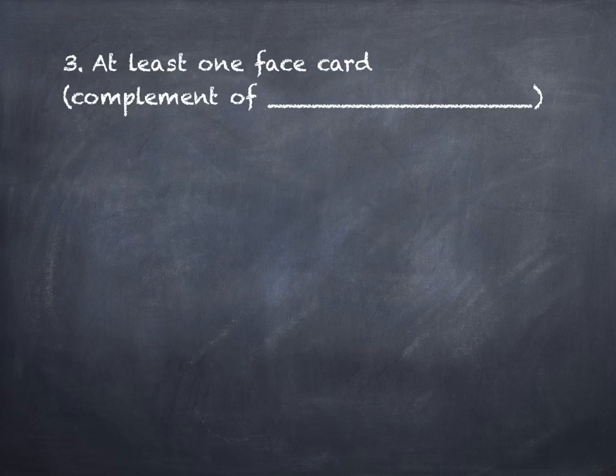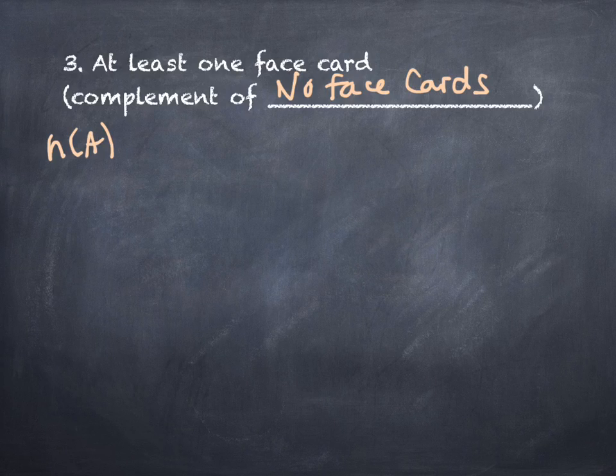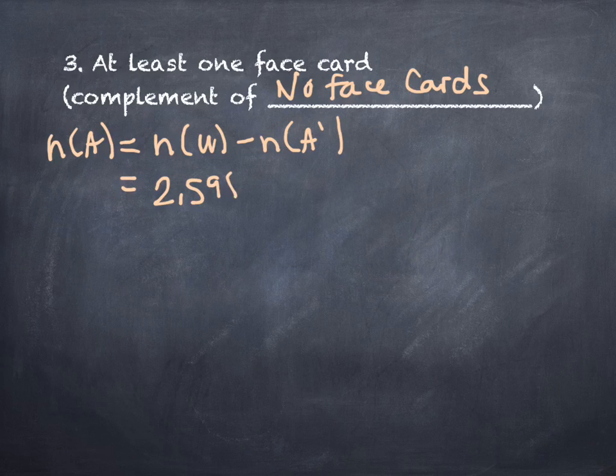Okay. At least one face card. The opposite of at least one face card in my hand is having no face cards in my hand. Make sense? All right, so the number of ways my event can happen is n of U minus n of A complement, and I know that n of U is 2,598,960.